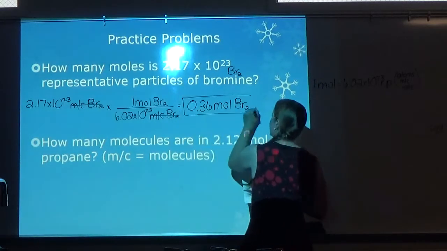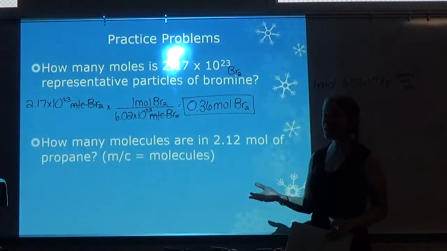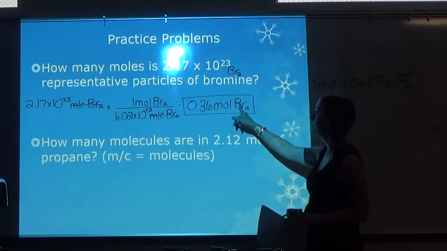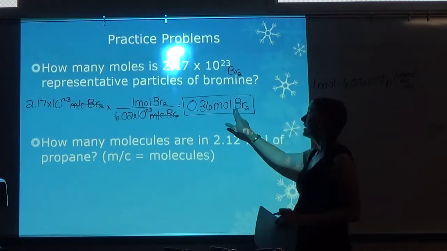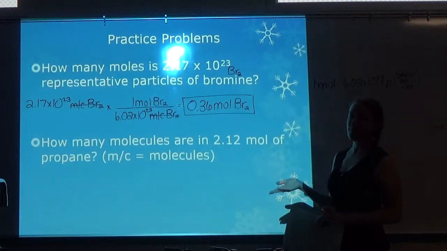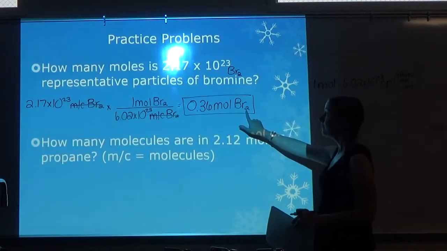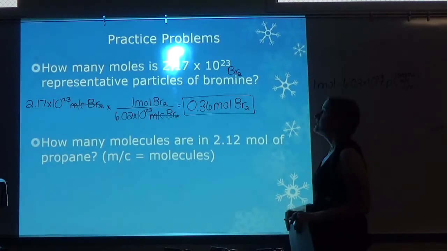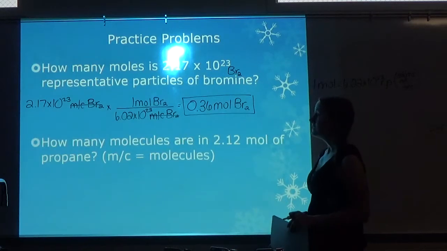So see, this is where it comes into play. In my class, if you put 0.36 moles of Br, I count that as an incorrect unit, and that's half off. So you don't want to lose half over a little 2. Okay, so make sure you always remember your 7 diatomics.